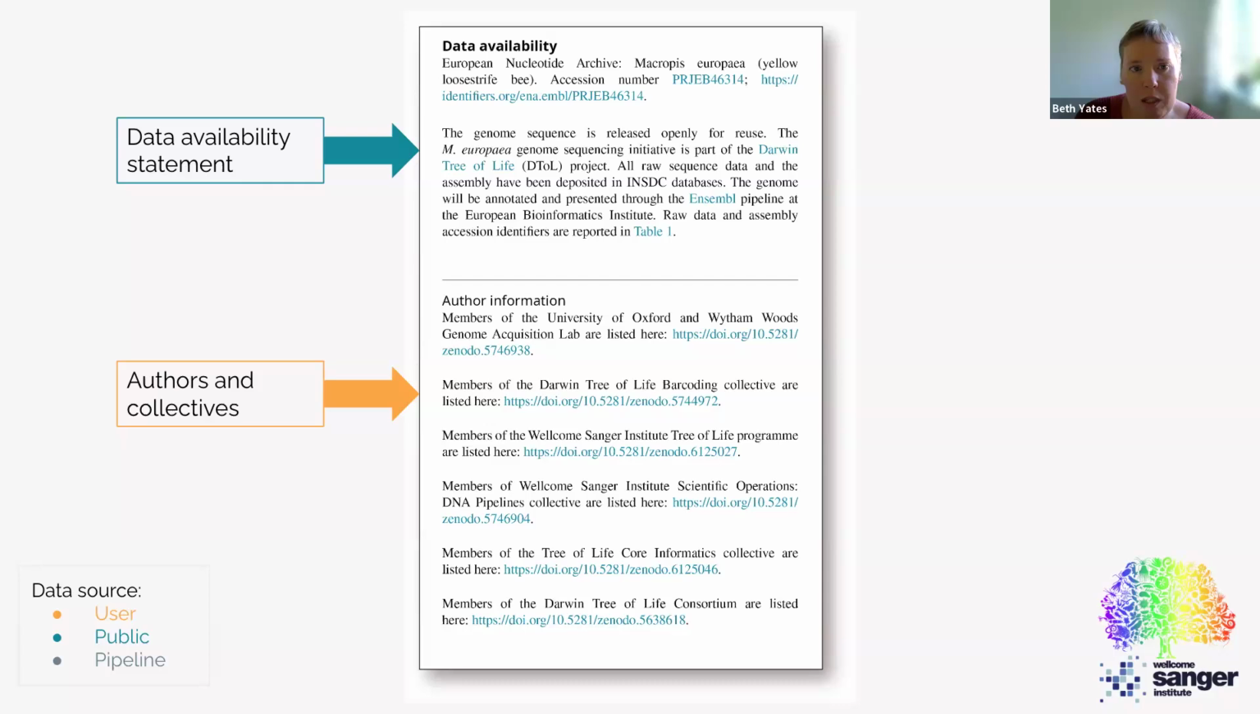We have a data availability statement. All of the data that we produce is publicly available and anyone can use it. And we try and give a complete list of authors and collectives, and within the collectives, you can go and find out who was involved in the sequencing, so that everyone involved is fully credited.